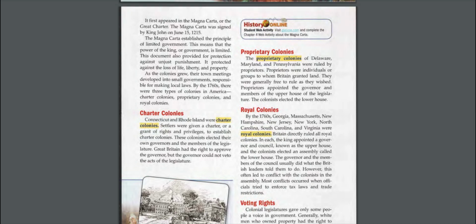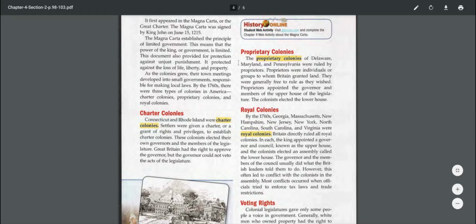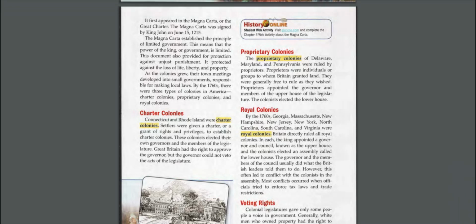The proprietary colonies of Delaware, Maryland, and Pennsylvania were ruled by proprietors. Proprietors were individuals or groups to whom Britain granted land. They were generally free to rule as they wished. Proprietors appointed the governor and members of the upper house of the legislature. The colonists elected the lower house.